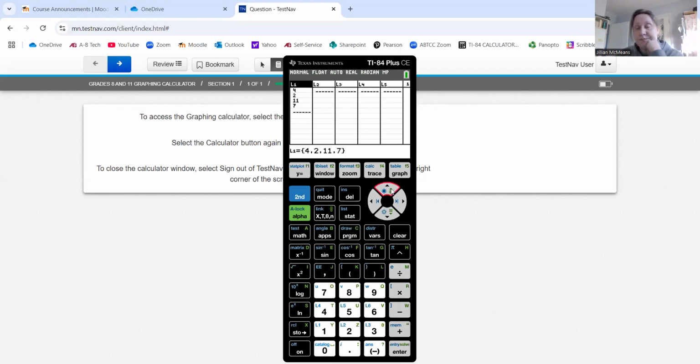So I go up until L1 is highlighted, and then I hit clear. It clears the contents of the list. It doesn't look like it at first, but once you hit the down arrow, it clears it out. So I'm going to type in a couple of random numbers.